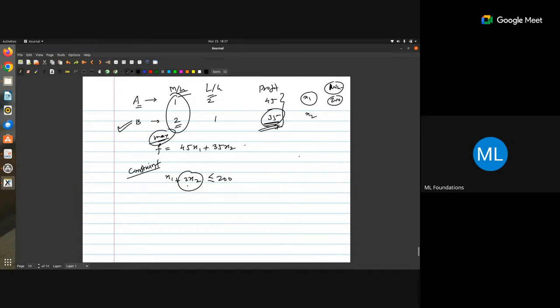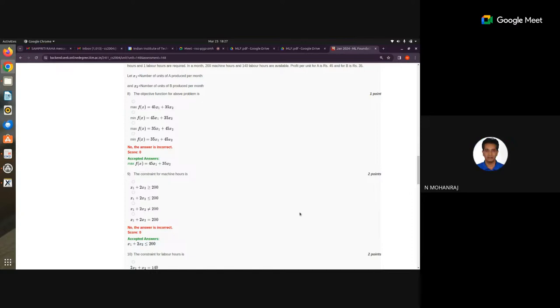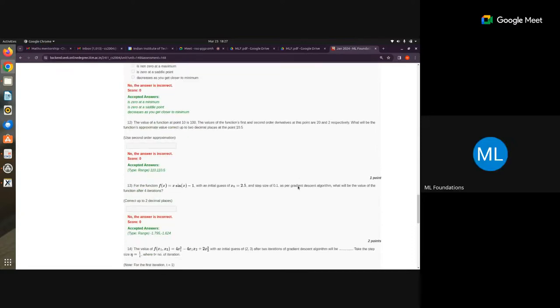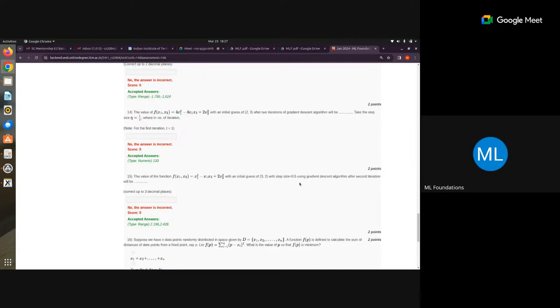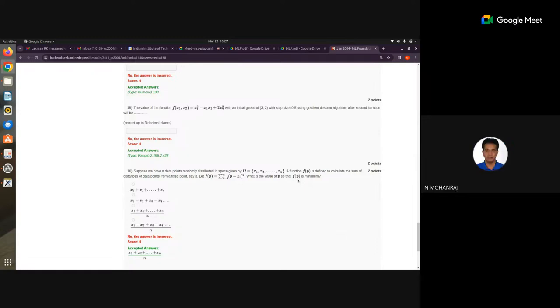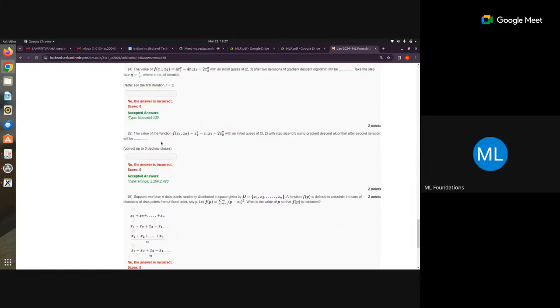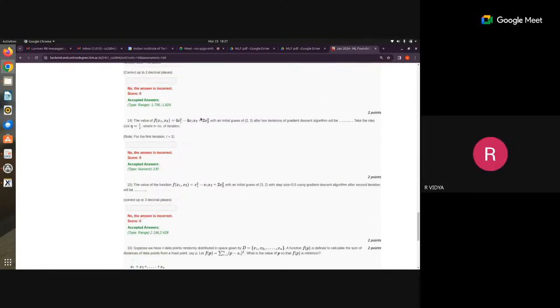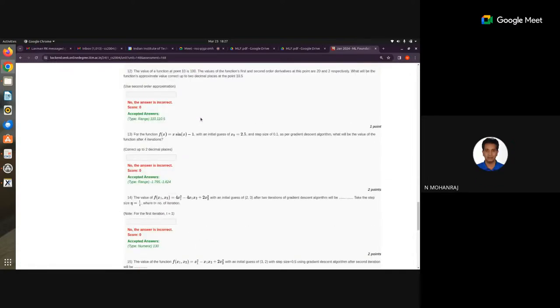I think we wanted to solve one more problem. I'll solve this one and then maybe we'll stop. Is there any problem? Yes, there was one. The 15th one, this is a multivariate one. Not the 15th, I think the 12th one. Okay, the 12th one.